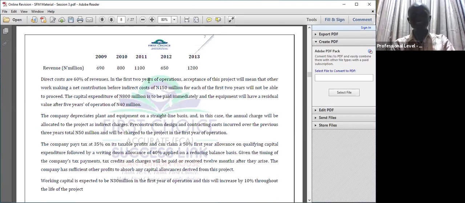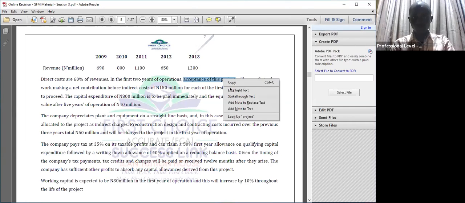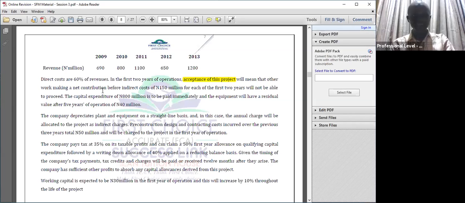Look at it. In the first 2 years of operations, if we accept project data, we mean that other work making a net contribution before indirect cost in the first 2 years will not be able to proceed. What does that mean? If we undertake project data, then this project giving us 150 million naira as contribution will not be able to continue. If we do not continue with the project, are we not going to lose that 150 million? Of course, we are going to lose it.